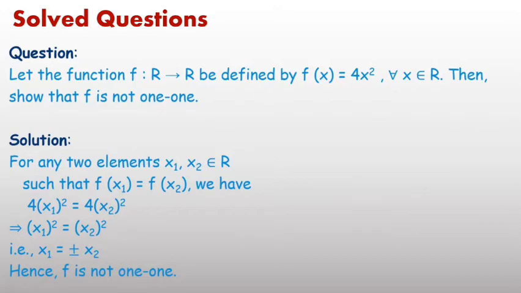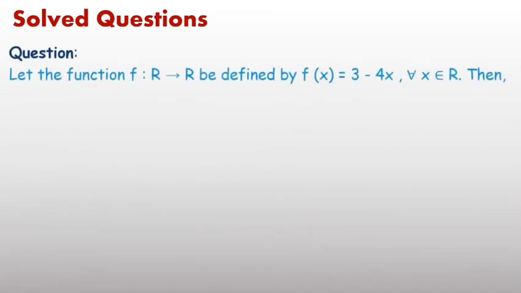Means the function is not one-one, meaning two elements have the same image. For example, you can easily check it. If x equal to 1, then the value of f(x) is 4. And if x equal to minus 1, the value of f(x) is again 4. So there are two elements, minus 1 and plus 1, having the same image. Means the function is not one-one, it is a many-one function.